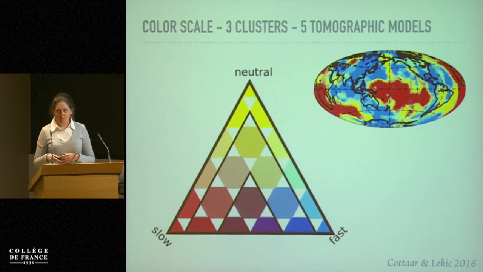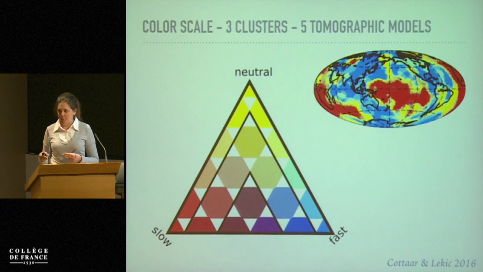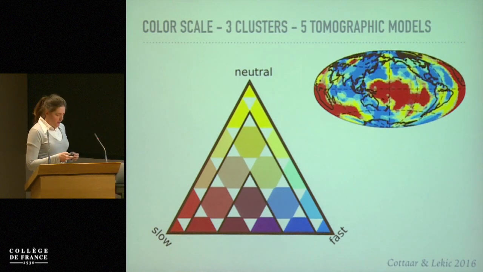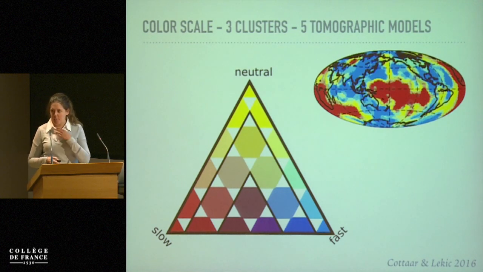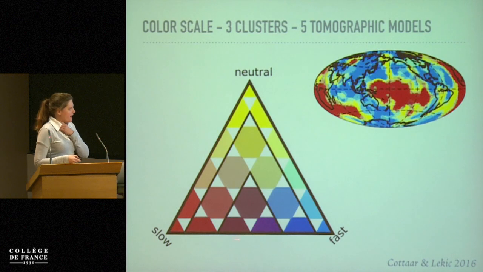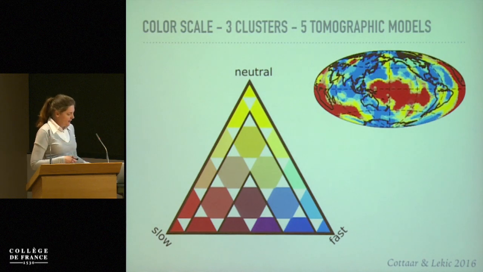Then in the center here, we've made the colors murkier. This is where models don't agree, where there is disagreement on being slow or fast. So in this inner triangle, 2 models would be voting slow and 2 models would be voting fast. But overall in the lower mantle, 95% of the region is represented in this outer triangle in the bright colors. And this inner triangle is only 0.1% of the volume. So you mostly see bright colors in our maps.